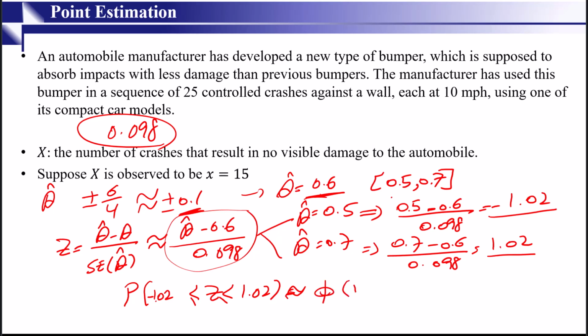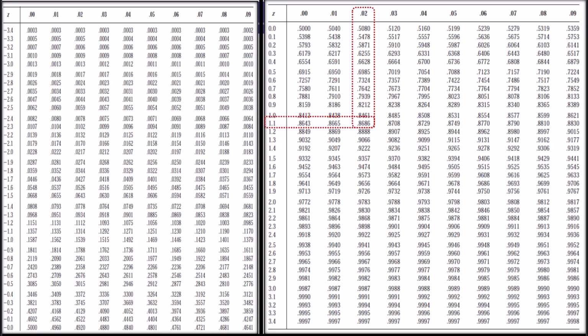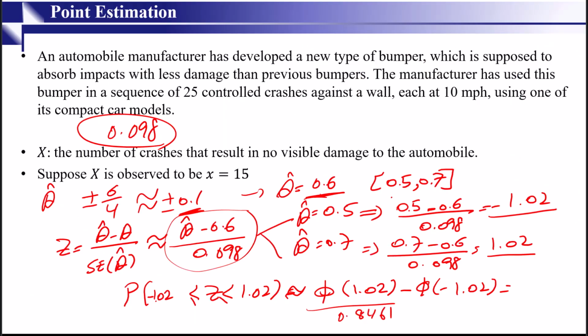phi of 1.02 minus phi of minus 1.02. How do we find phi of 1.02? Based on the table that we have, 1.0 is here and 0.02 is here. So the result is 0.8461. So this one is 0.8461, and phi of minus 1.02 is 1 minus this value, right? So it will be 0.1539. All right, and the result is 0.6922. So the probability is 69.2% that it lies in this interval.